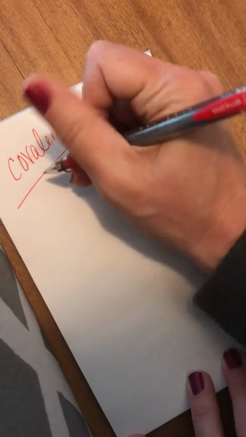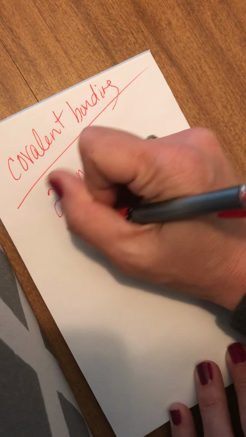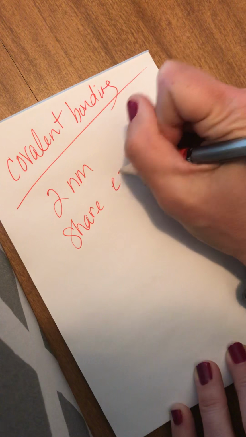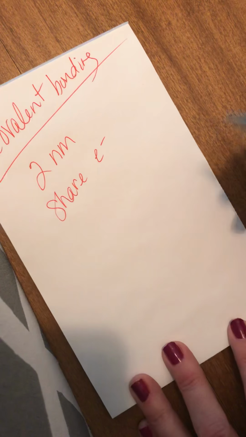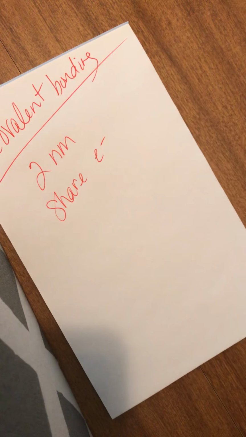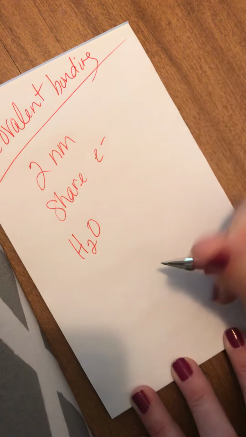So when you have covalent bonding, you have two nonmetals, and this means they're going to share electrons. So their valence electrons will be more stable if they share them. We can think of an example like water, H2O.